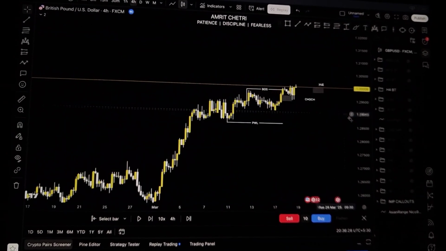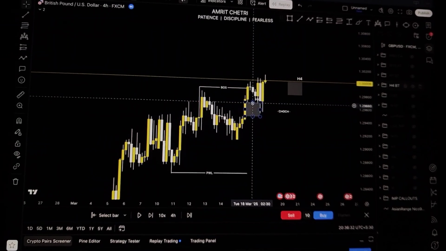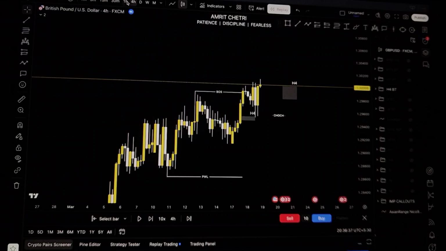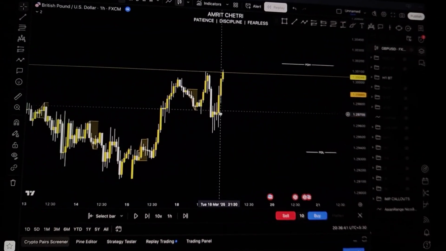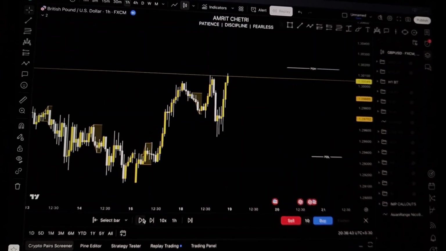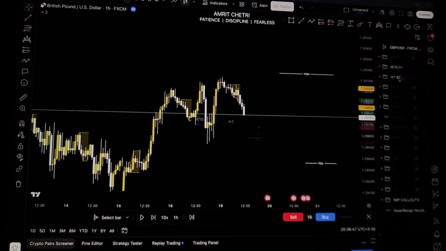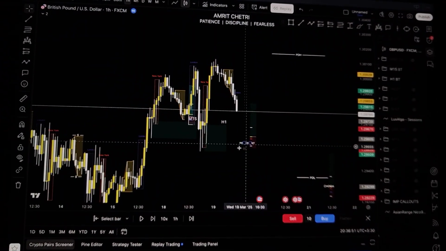So now on the H4 we can clearly see the break of structure happen. The fair value gap literally got filled like 80%, as you can see right here, and there is a beautiful bullish move right there. And obviously if I'm looking for a buy on Wednesday, right? So Wednesday I'm looking for a buy, and if I'm looking for a buy, I will look for a buy from a demand zone.